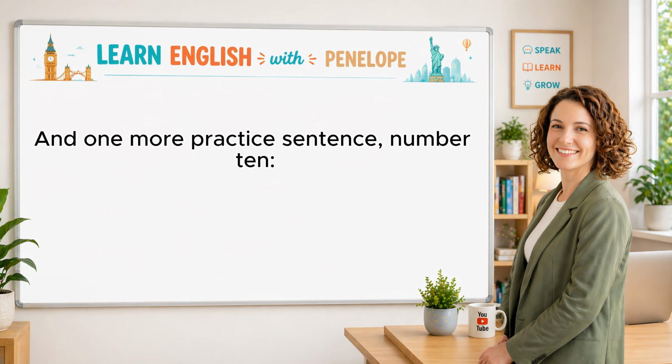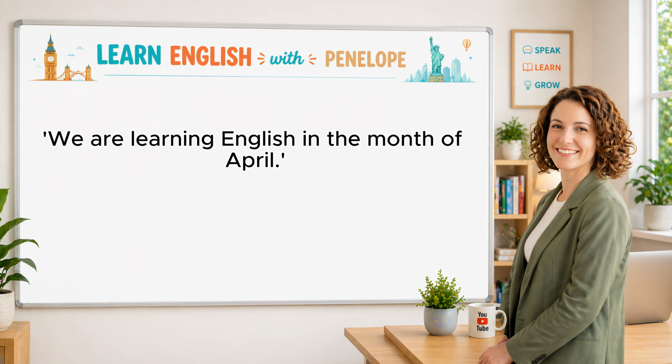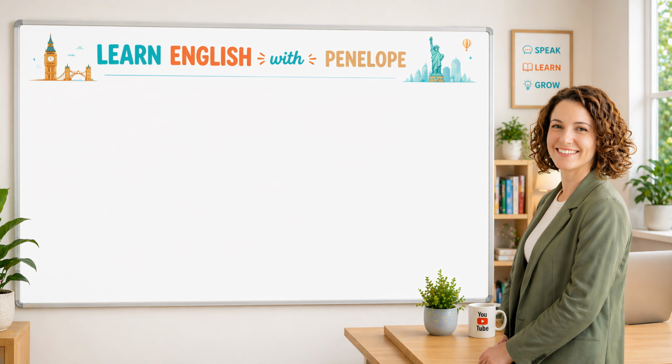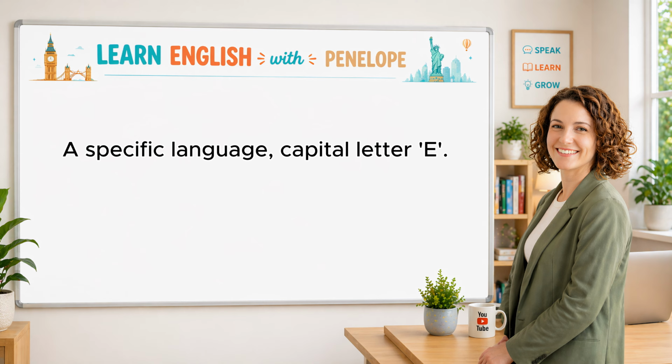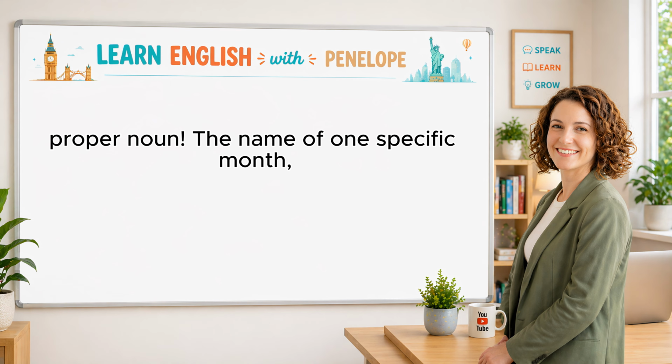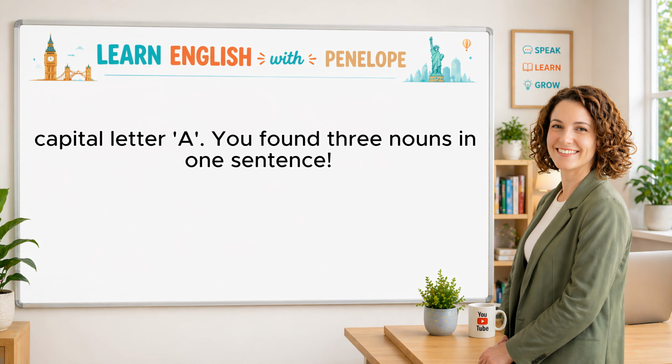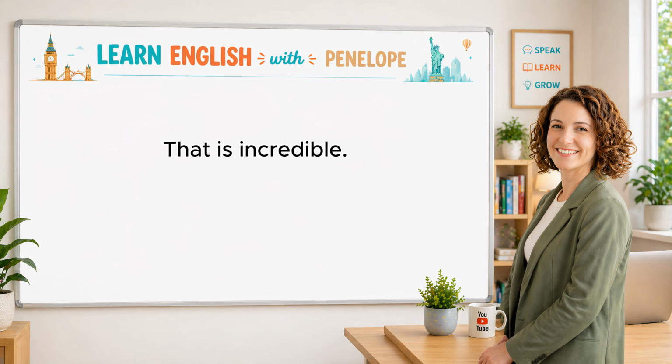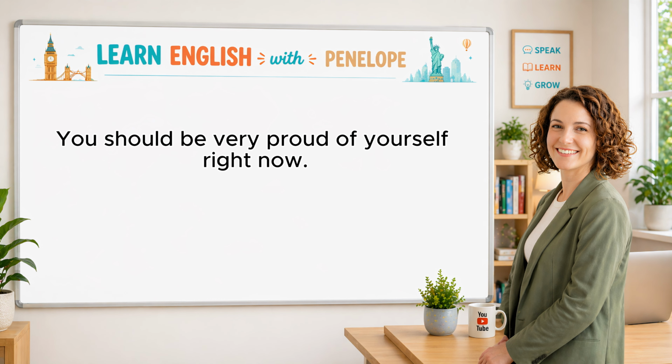And one more practice sentence, number 10. We are learning English in the month of April. Let us find all the nouns. English, proper noun, a specific language, capital letter E. Month, common noun, general word. April, proper noun, the name of one specific month, capital letter A. You found 3 nouns in one sentence. That is incredible. You should be very proud of yourself right now.